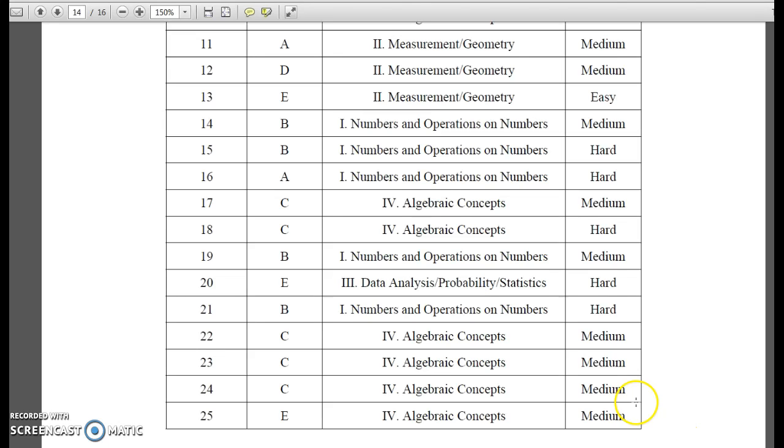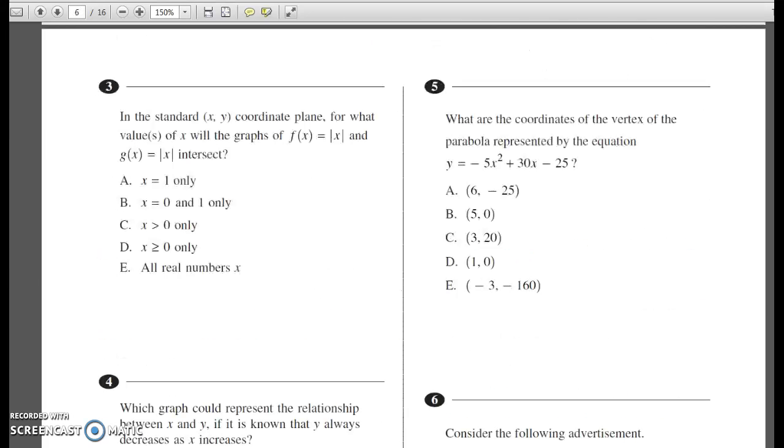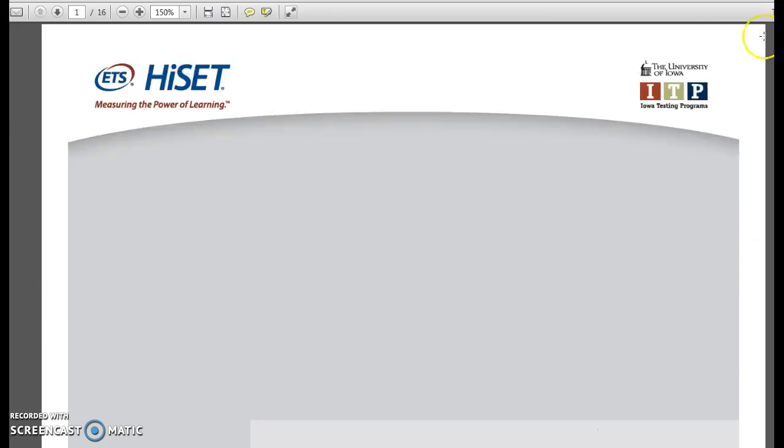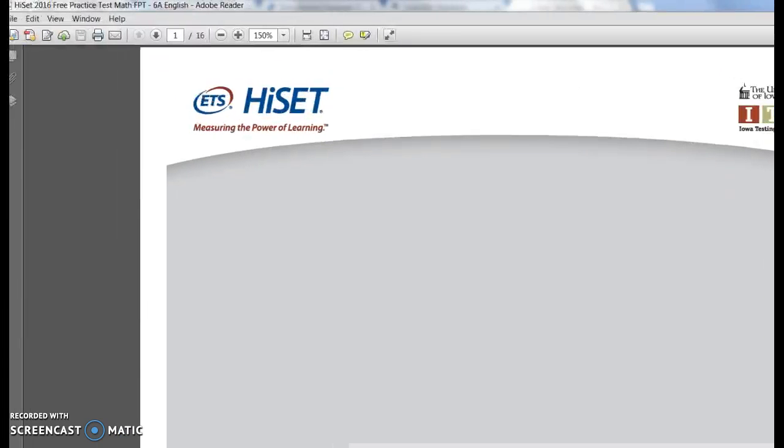Now remember, just because you think something is medium or easy doesn't mean that they think it's medium or easy. The last two questions I thought were extremely easy. They had them listed as medium. Some of the other questions I thought were hard and they had those listed as medium. So it just kind of depends on your experience with this test and how good you are at figuring out some of these more advanced concepts.